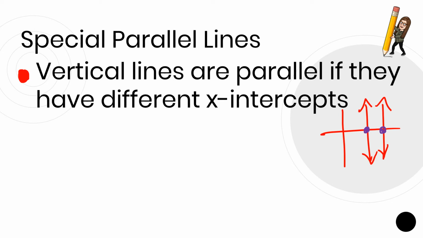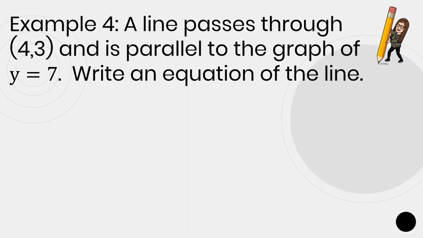If two lines are vertical and cross at different values, they are parallel. Now let's apply a little more of what we've been doing to this idea. Let's say I'm given a line and it passes through the point (4, 3). And I'm going to tell you it's parallel to the graph of y equals 7. And the goal is to write an equation of your new line.